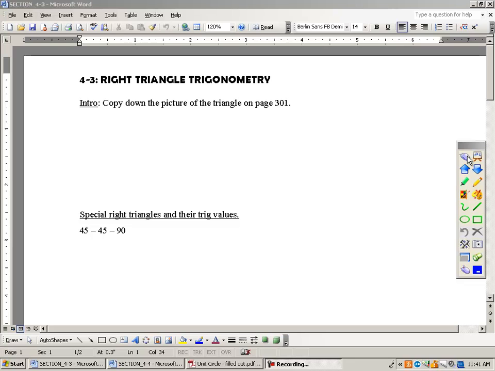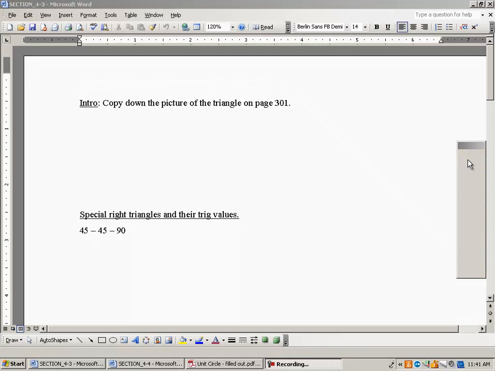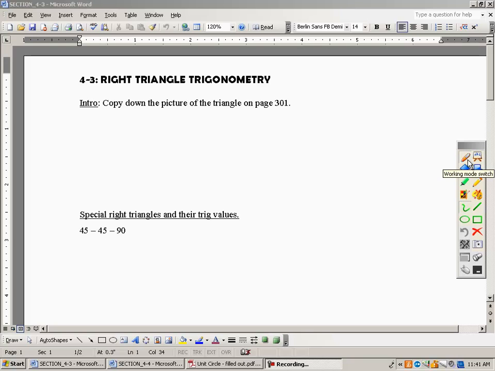Welcome to section 4.3. We're doing right triangle trig. This is the Algebra 2 and geometry review section. I mean, this is back down to the special 45-45-90 triangles. We're going back to basics again. We are going to add in some questions where we're asking you to prove some identities, which really will tie us into chapter 5, but that's towards the end. So let's start by looking at the picture that's on page 301.